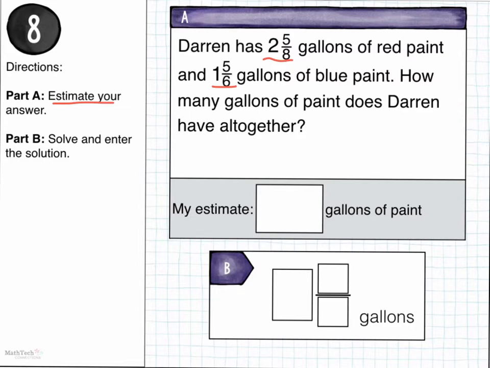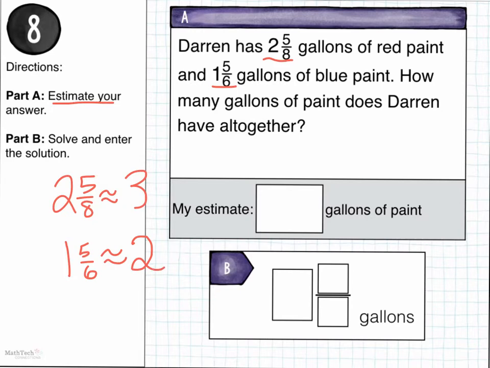Well, I'm going to use some rounding to help me figure this out. So 2 5/8. When I think about 5/8, I know that that is greater than a half, so I'm going to kind of round this one up to 3. He has about 3 gallons of red paint. Now let's try 1 5/6. 1 5/6 is rather close to 2. It's only 1/6 away. So I would round that up to 2 gallons of blue paint. And I would estimate that Darren has 3 plus 2, or 5 gallons of paint.